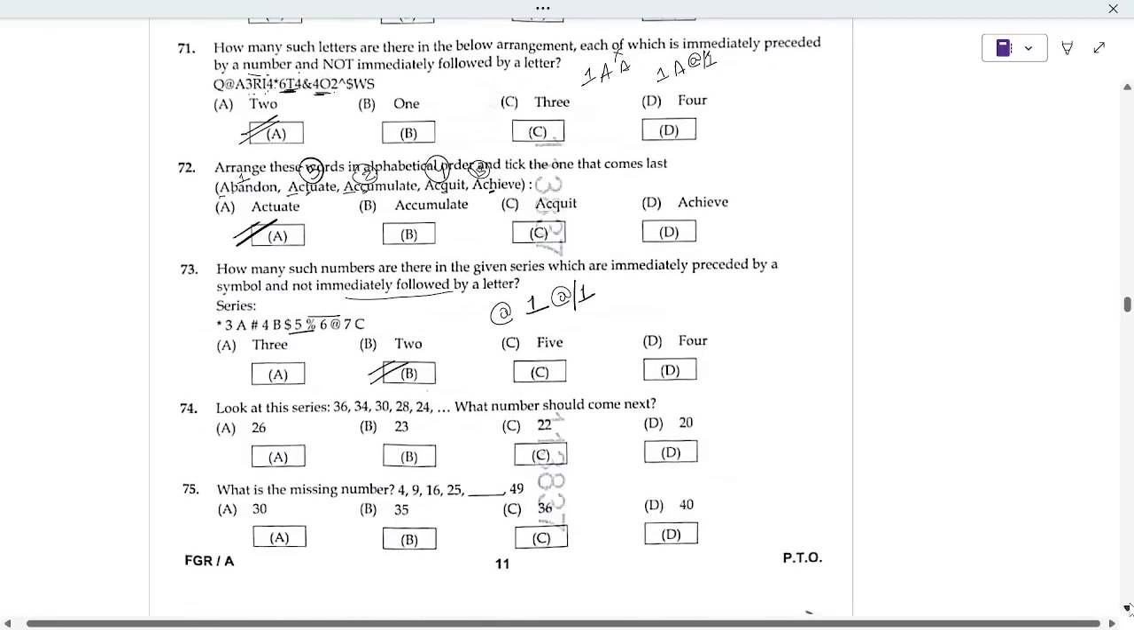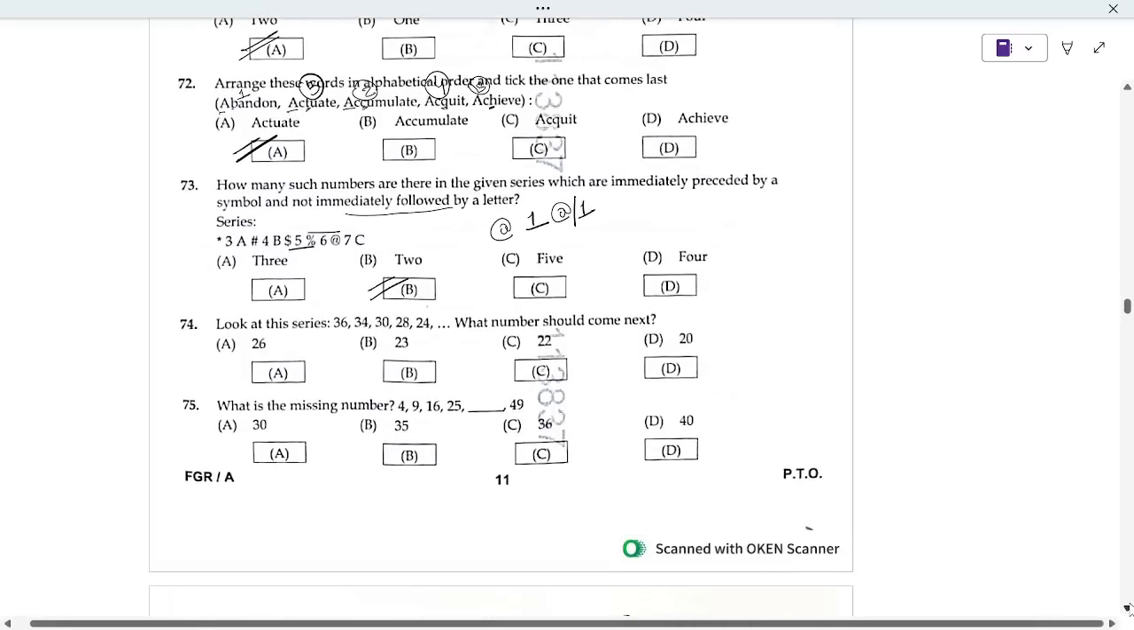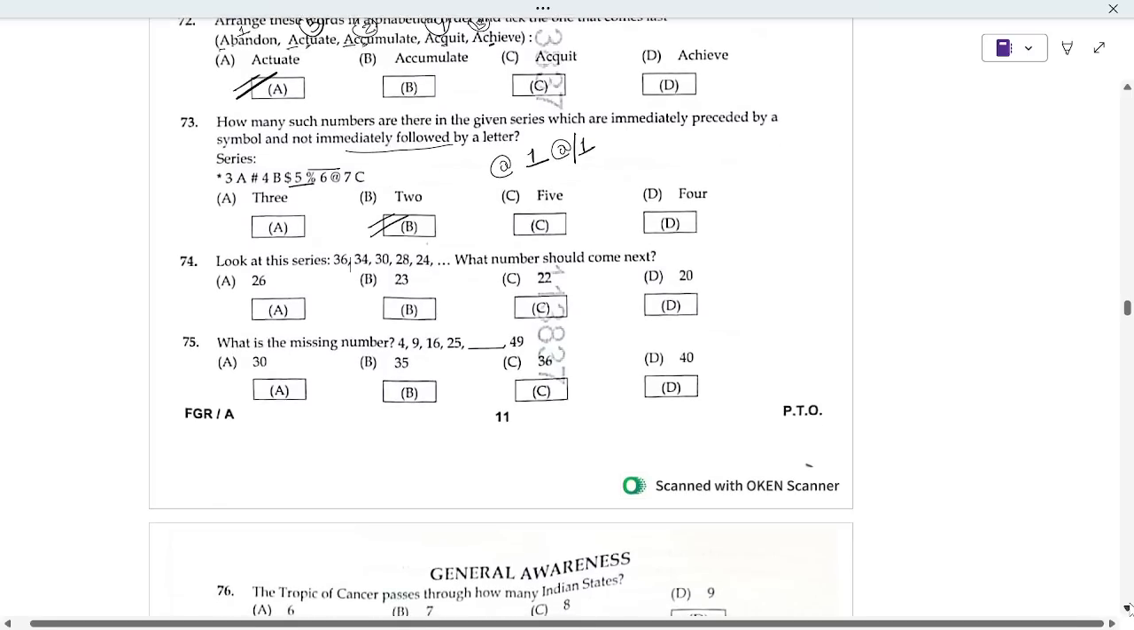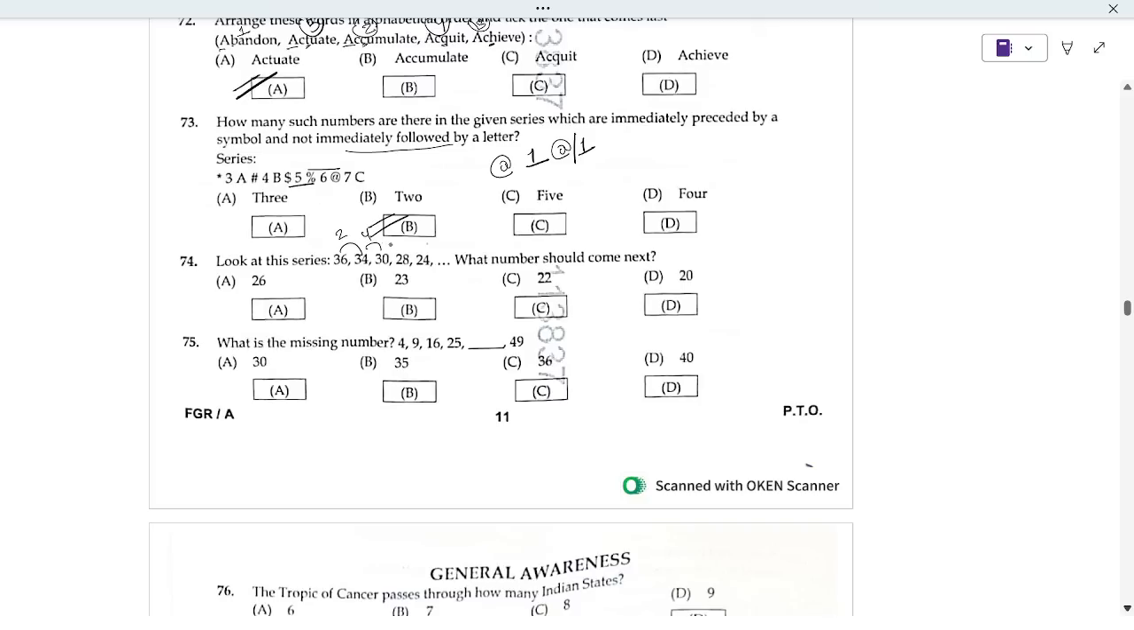Next one, look at this number series. What number should come next? 36, 34. So what is the difference? Minus 2, then minus 4, then minus 2, minus 4. That means here it will be minus 2. So 24 minus 2 will give us 22. This is the answer.